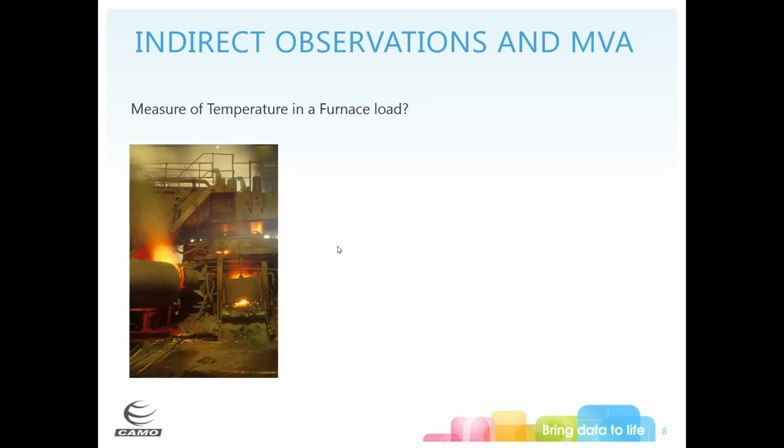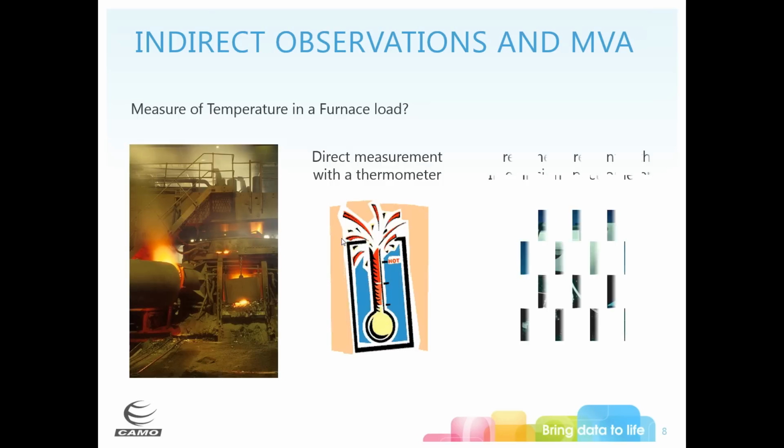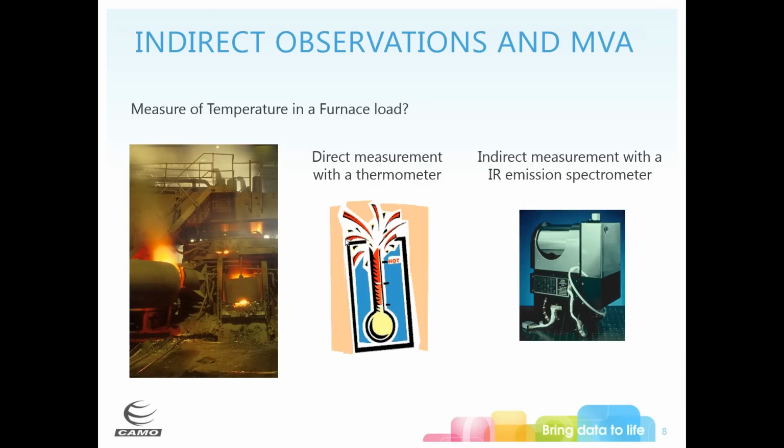And we also sometimes need to make indirect observations. So if you're taking the temperature of a furnace, for example, you can't really put a thermometer in there because it will explode. So what we do is you take an indirect measurement with an infrared emission spectrometer, and then you apply multivariate data analysis, and you can calculate what the temperature in that furnace is.